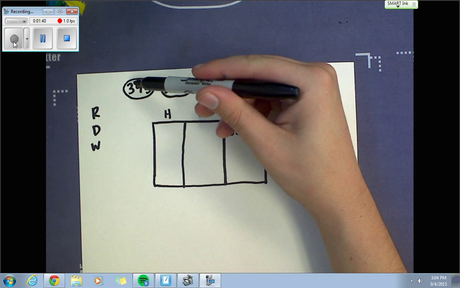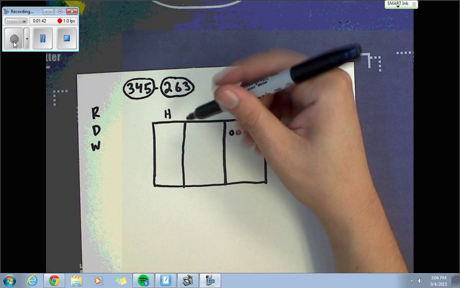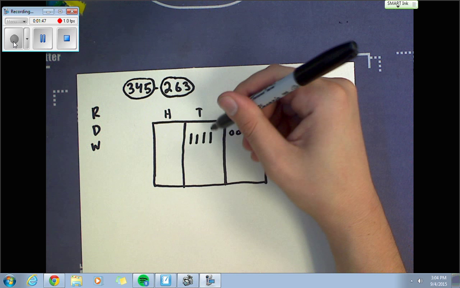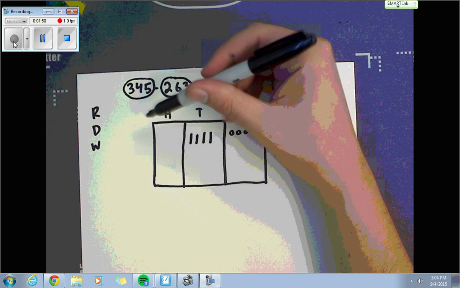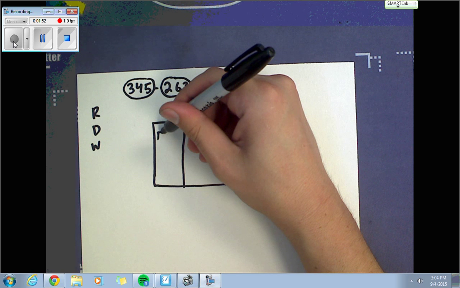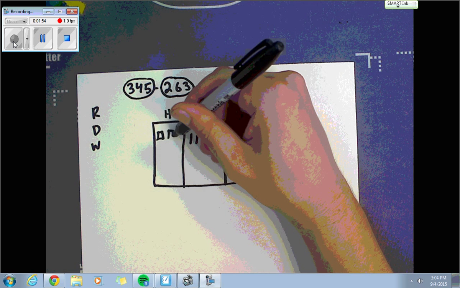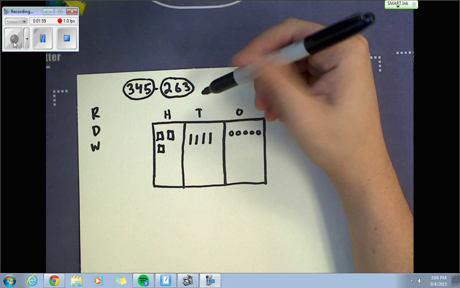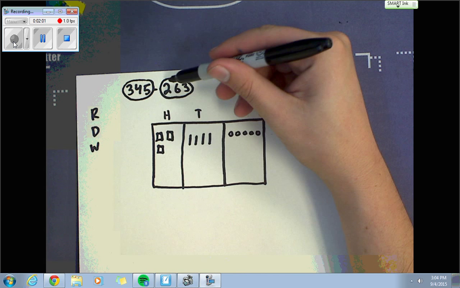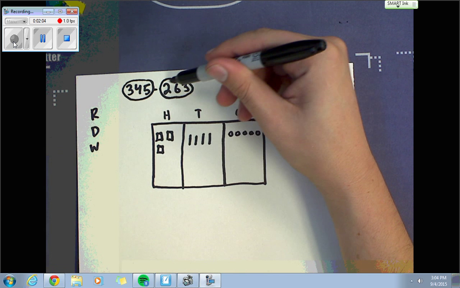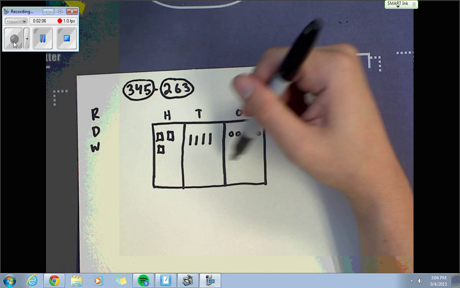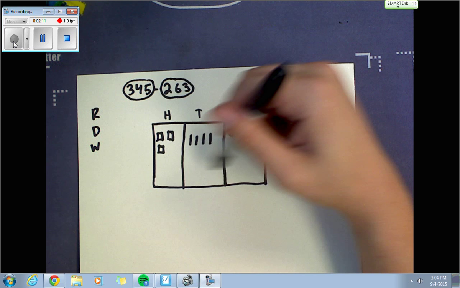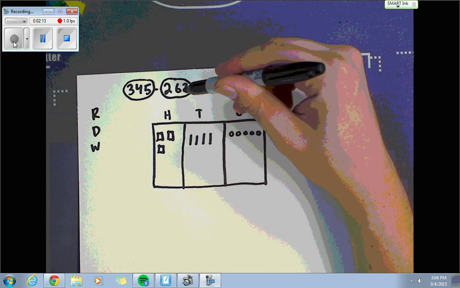In my minuend, there are 4 tens. I'm going to draw 4 ten sticks to show my 4 tens. And last, there are 3 hundreds. I'm going to draw 3 squares to represent my 3 hundreds. Now, the cool thing about this strategy is that I do not have to visually model my subtrahend. I don't have to show 263 in my visual model here. Instead, I'm just going to change my visual model around to show the subtraction process for 263.